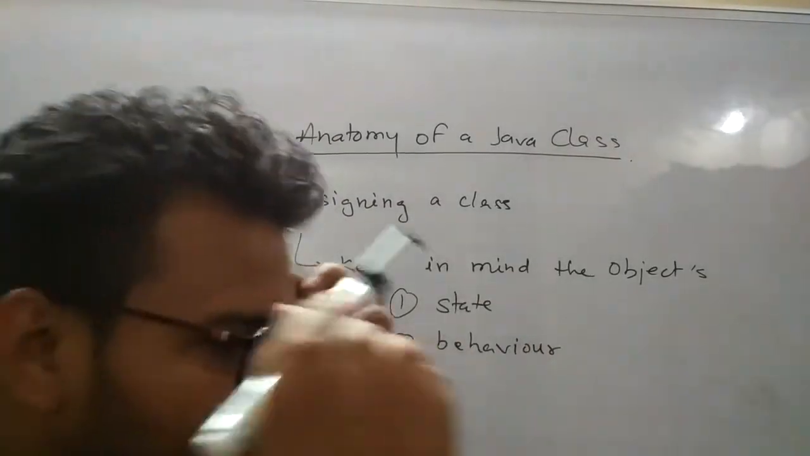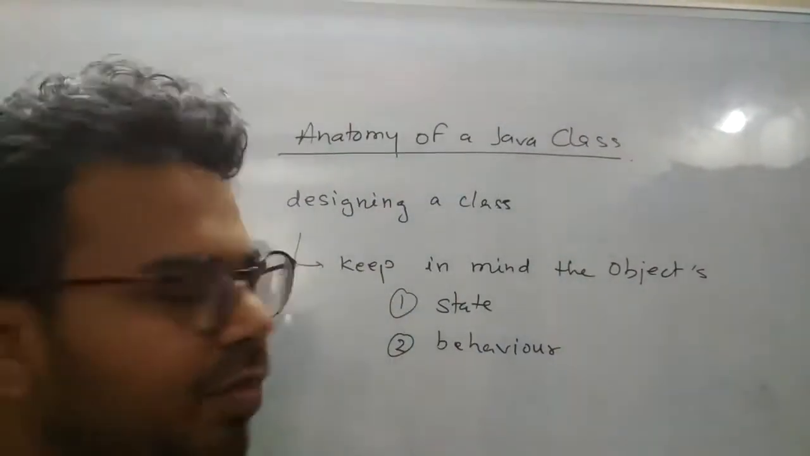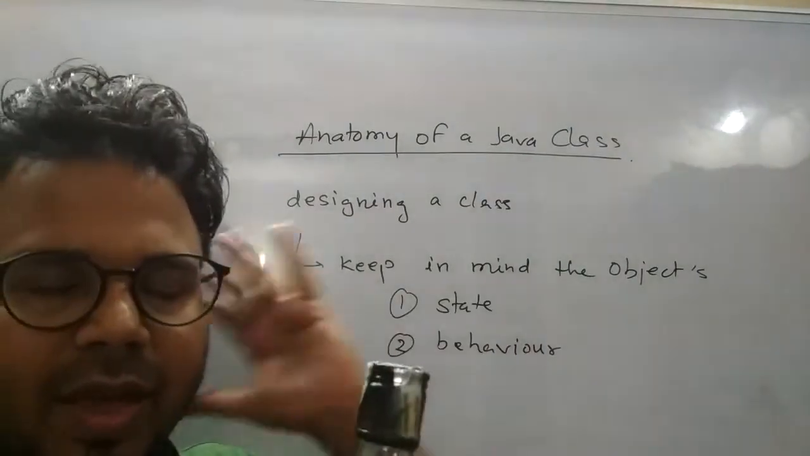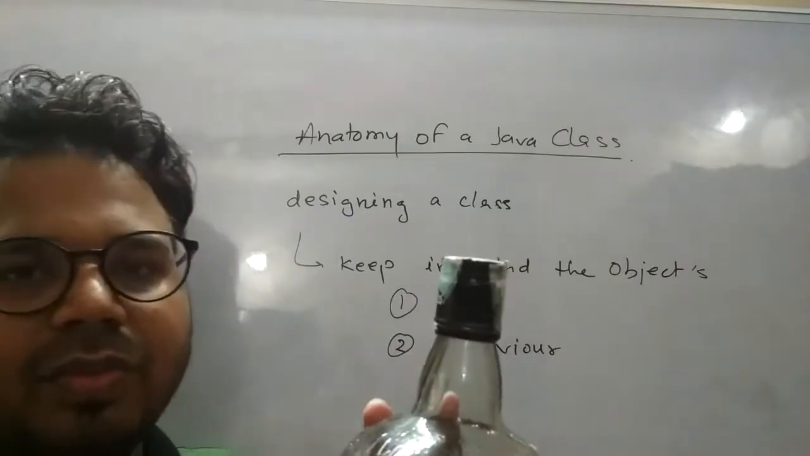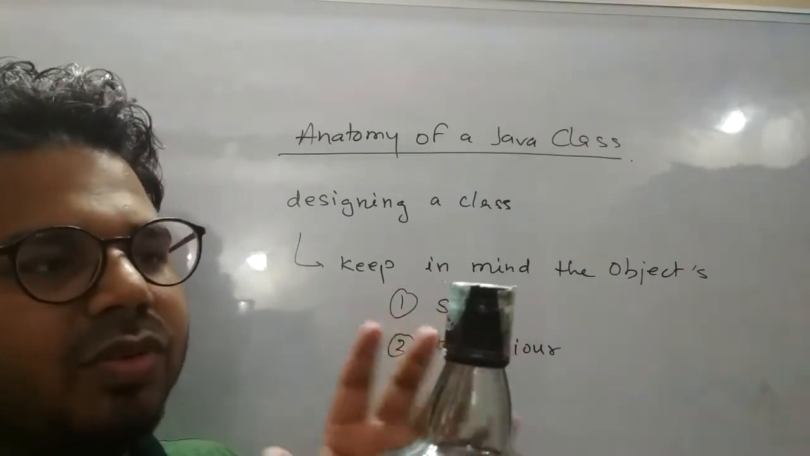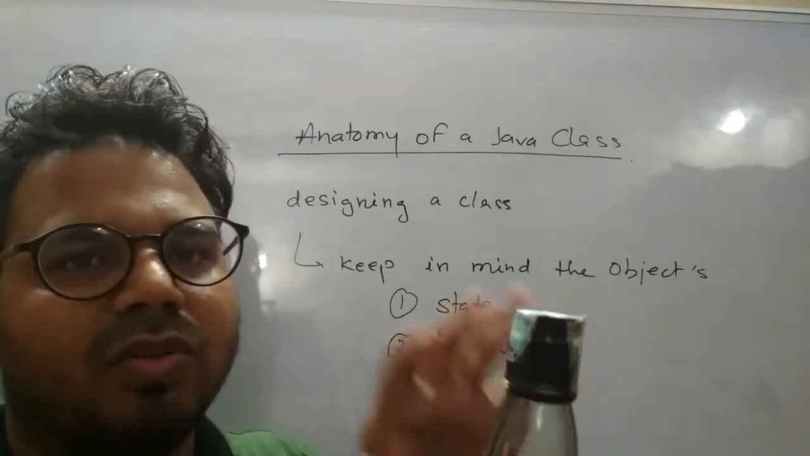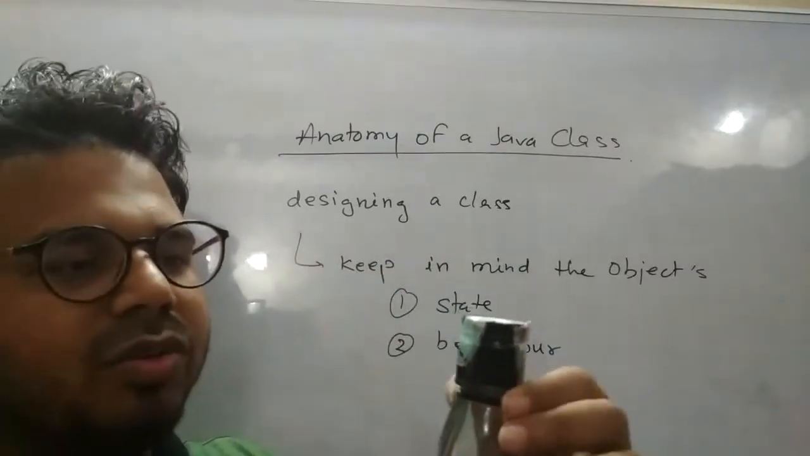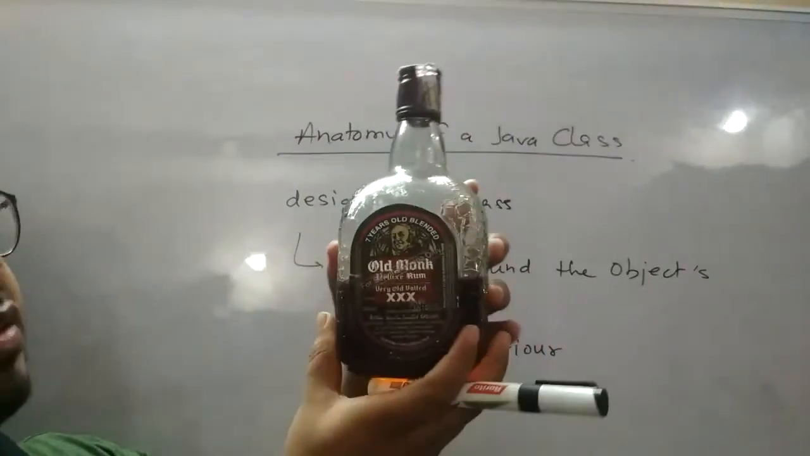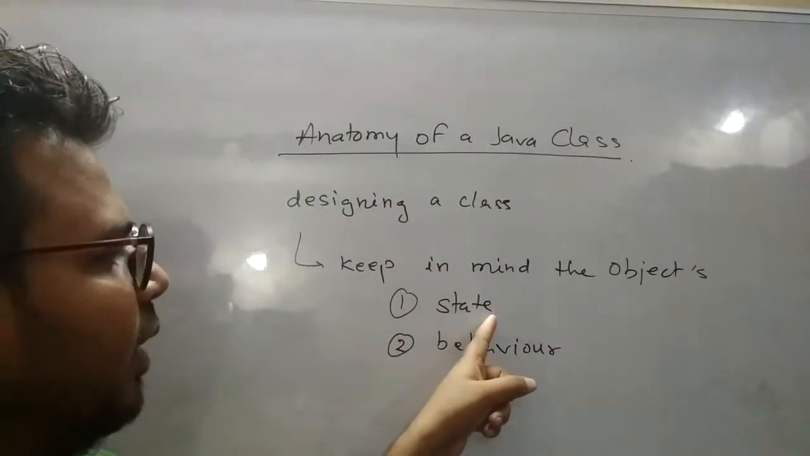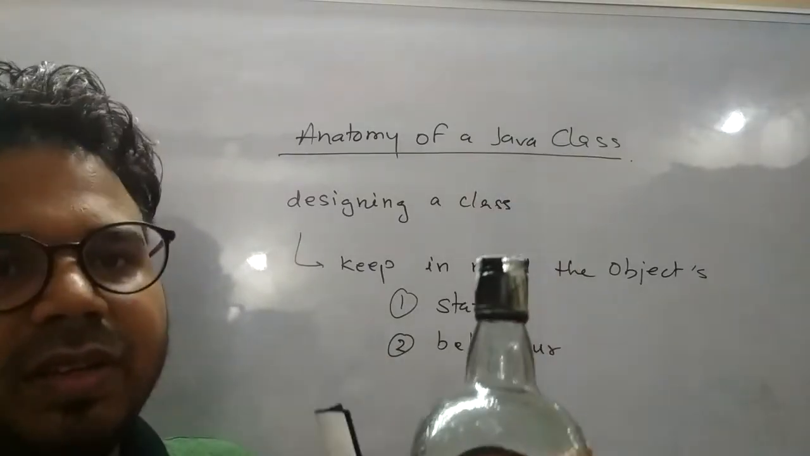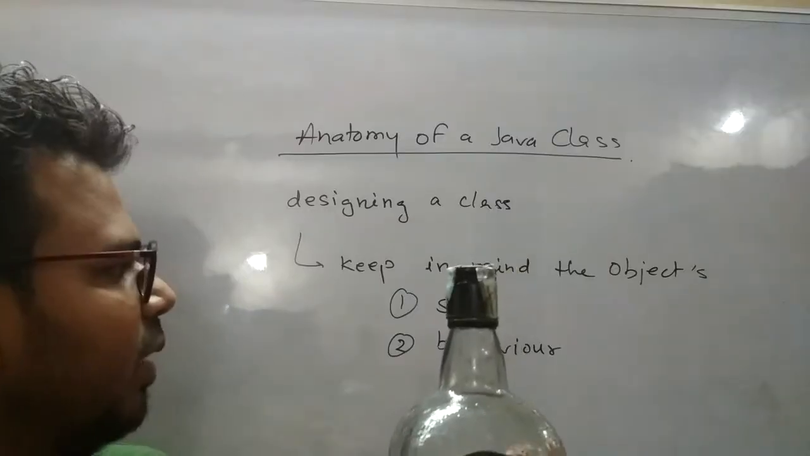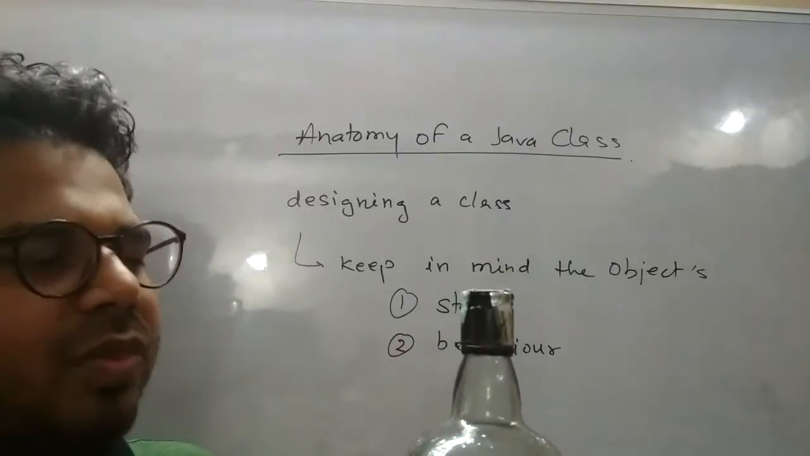So while designing a class, we must always have the object in our mind. We have to concentrate on the object. We should know what our object looks like. So here is our object. We have to think about the state and behavior. What is the state of this object, and what is the behavior of this object?